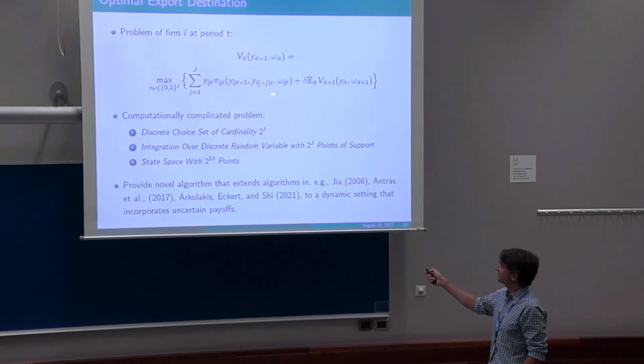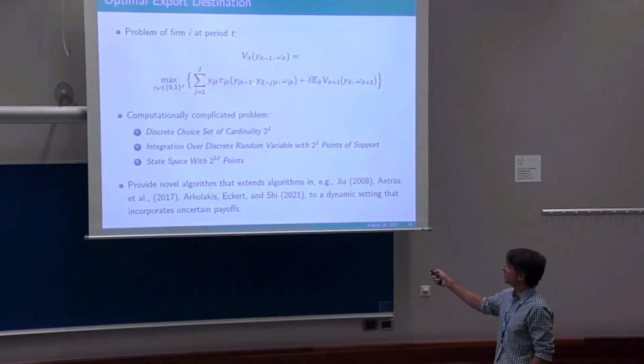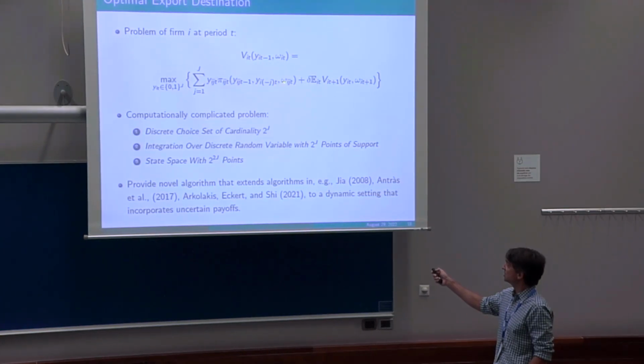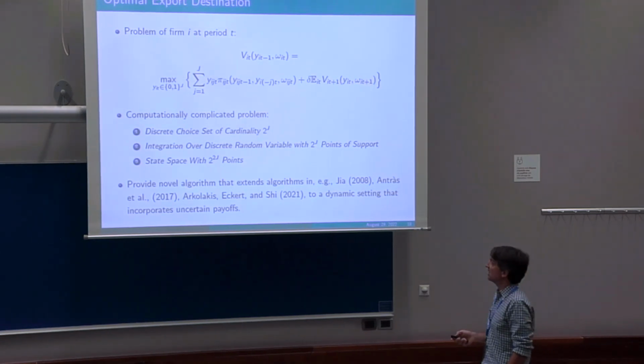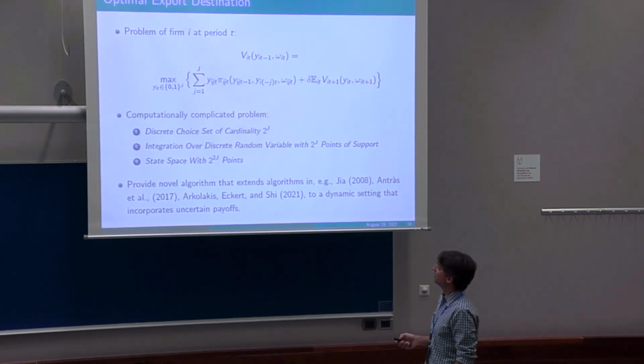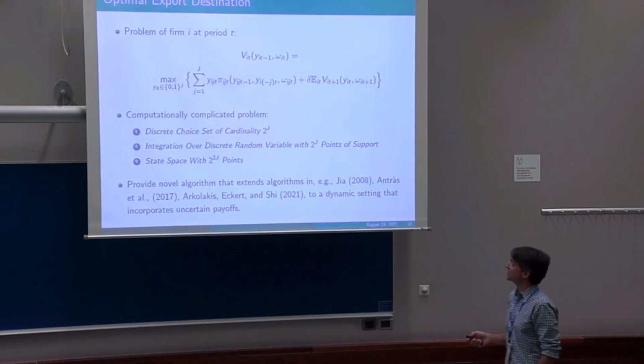They are going to sum static profits, where the static profits in every destination J will depend on what they are doing in the other destinations. And then they are going to need to compute the expectation over these omegas of the value function. Okay? So this is a problem that will be computationally complicated for three reasons.